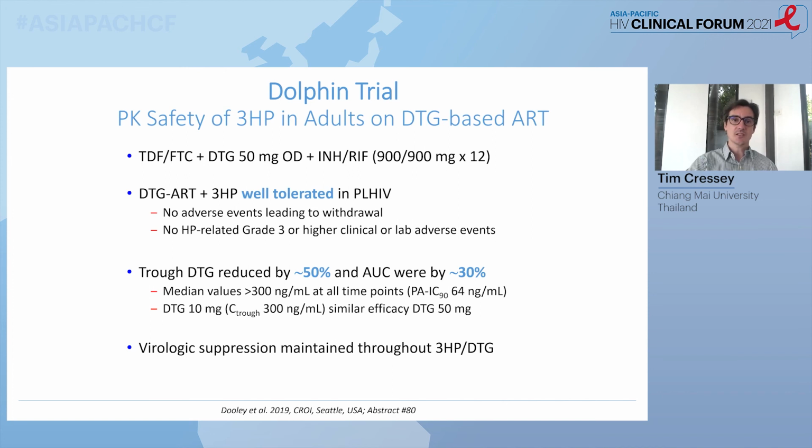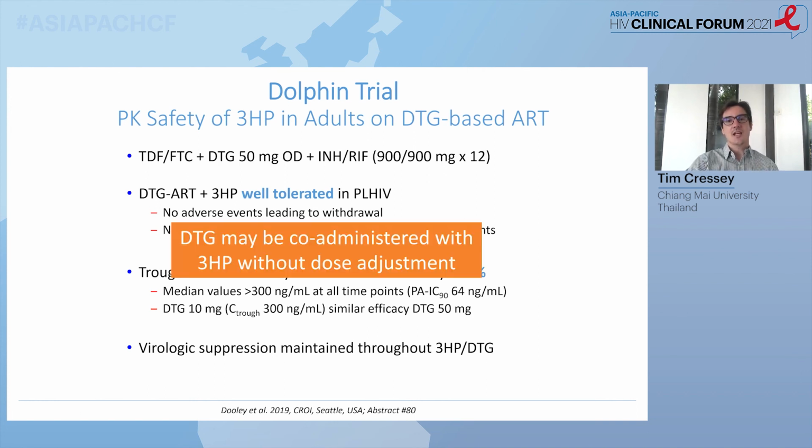This study looked at that question and found, yes, 3-HP was well tolerated with dolutegravir-based ART, but the concentrations of DTG were reduced quite significantly in terms of AUC. But in terms of clinical and virological response, it was very good. The viral response during these 12 weeks of treatment was not affected. So despite these lower concentrations of dolutegravir, the conclusion was that dolutegravir can be co-administered with 3-HP without any dose adjustment.